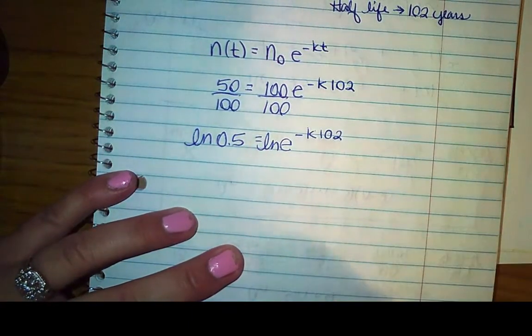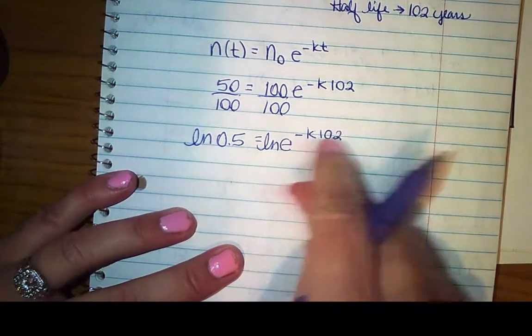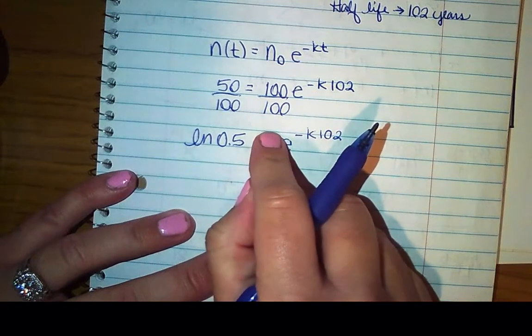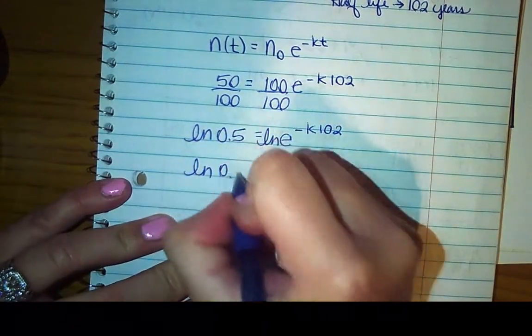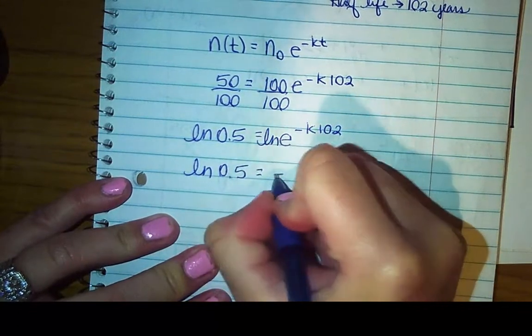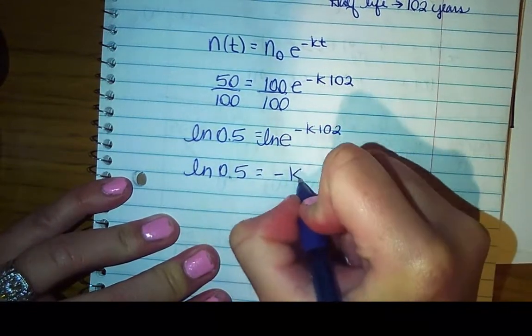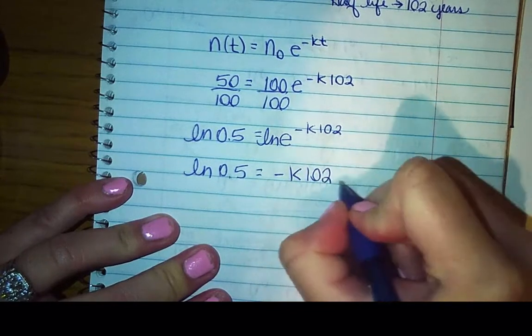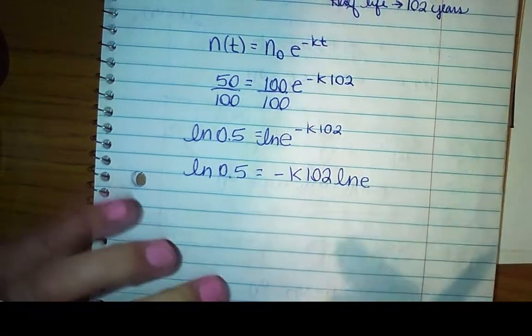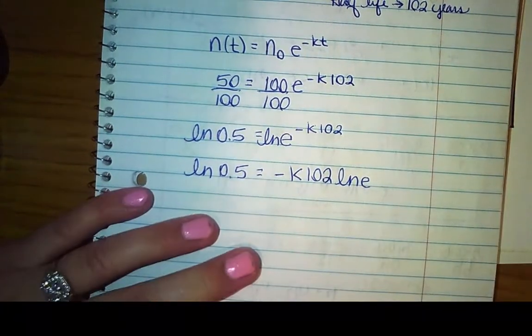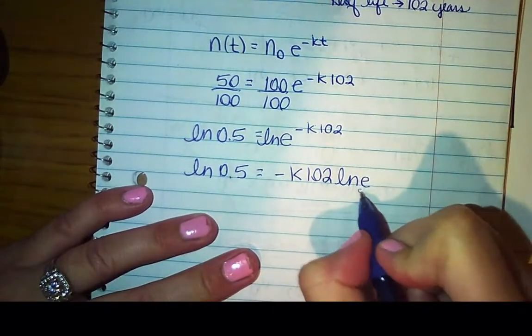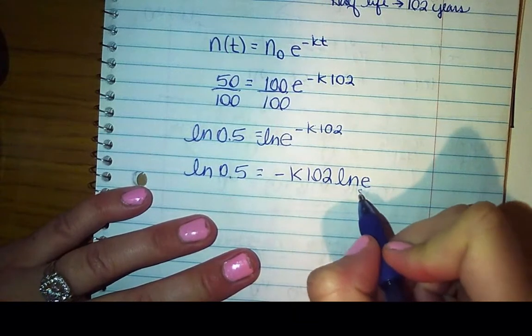Now that I'm in log world, that allows me to grab this exponent and drop it out front as a coefficient. So I now have the natural log of 0.5 equals negative K times 102 times, sorry, I have a cold, times the natural log of E. Well, what did we learn the natural log of E is? If your base and your argument match, that's the same thing as 1.